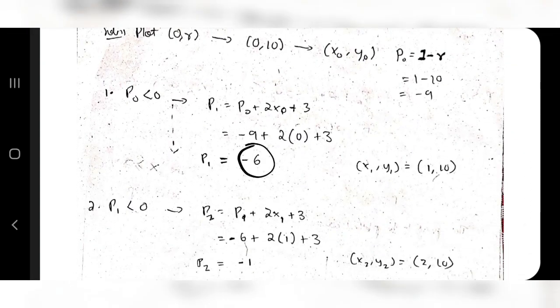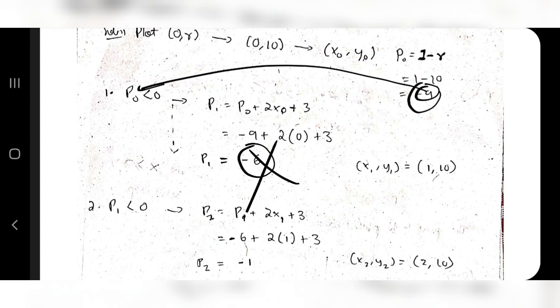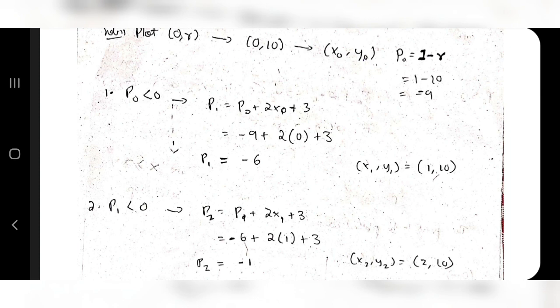P1 you got it as minus 6, but will you increment? x will be incremented in any case, but will y decrement or not? Since you have got the value of P naught is less than 0, in this case, P naught value you have to compare for next x and y values, okay, not this value. P naught value you have to compare, okay. Less than 0 means only x will increment and y will remain the same. Y will not decrement, so the next point will be 1, 10 itself.